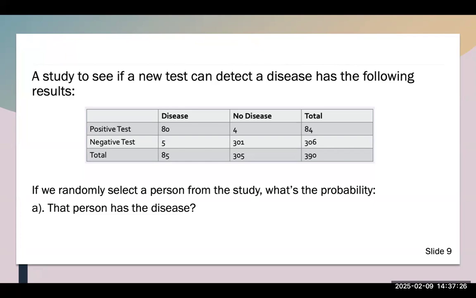Well, we said there was 390 people, so that's going to go in the denominator, 390. Now let's look for disease. People who had the disease either received a positive test or a negative test, right? We have 80 people who got a positive test and had the disease, and 5 who had a negative test but still had the disease. So total, there's 85 people out of 390. So about 0.218, or there's about a 21.8% chance that a randomly selected person has the disease.